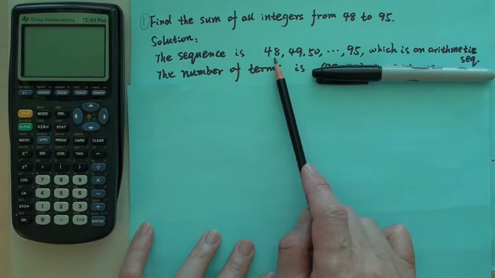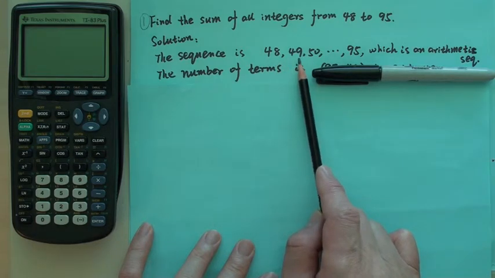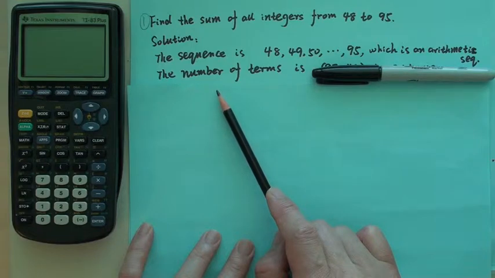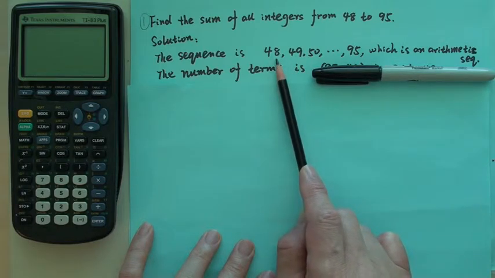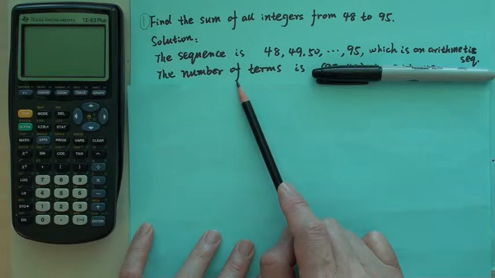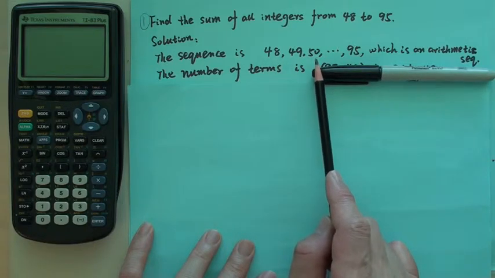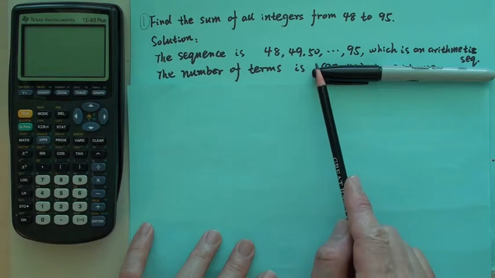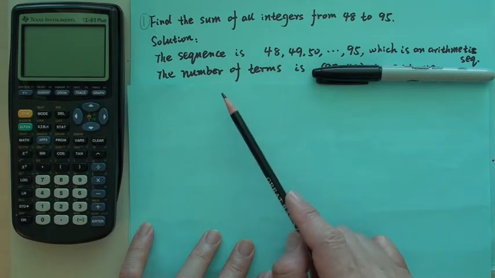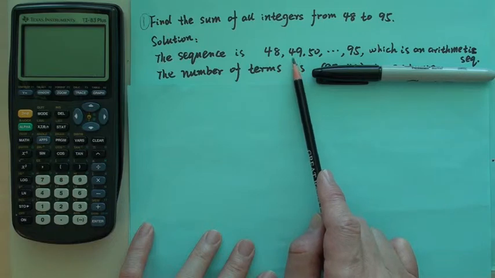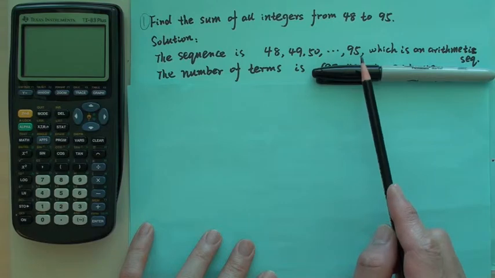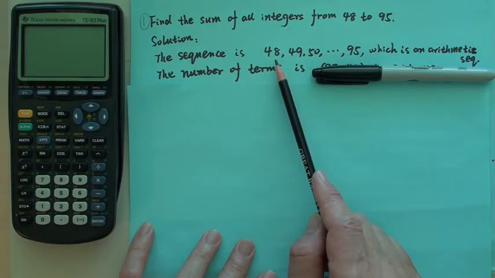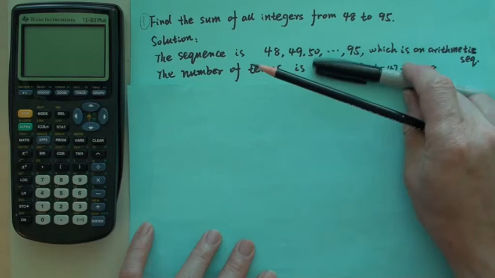Why? Look. How many terms from 48 to 49? You may say that's easy, that's 2. But if you use 49 minus 48, you only get 1. From 48 to 50, there are 3 terms, but 50 minus 48 gives you 2. So the subtraction is always 1 less than the number of terms. So down here, we use 95 minus 48, and you have to add 1.